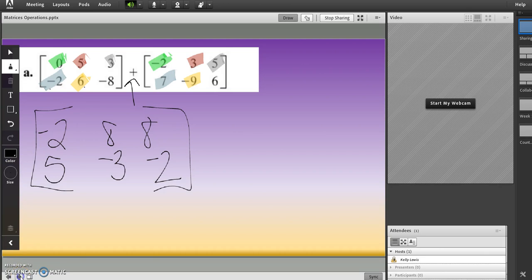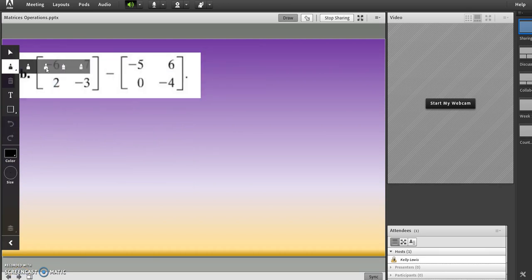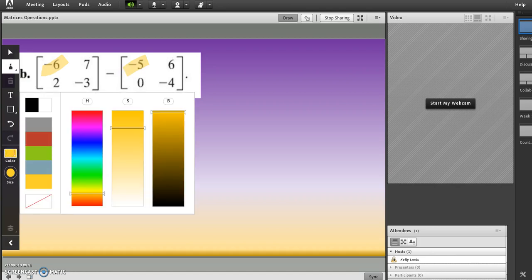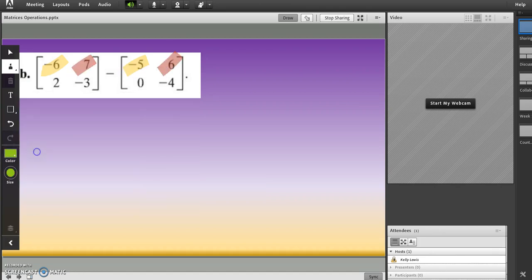Do another one. All right, subtraction, same concept. Same spots talk. So negative 6 and negative 5, minus. Negative 6 minus negative 5 is the same as saying negative 6 plus 5. So that's negative 1. Just type it in your calculator if not. 7 minus 6, 1. 2 minus 0, 2. Negative 3 minus negative 4 is really negative 3 plus 4, which is 1. And so that's what we get.